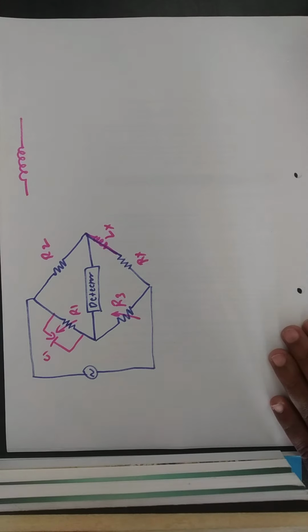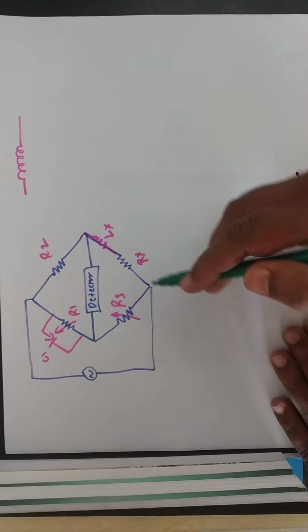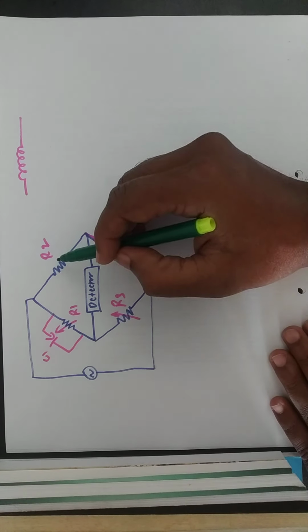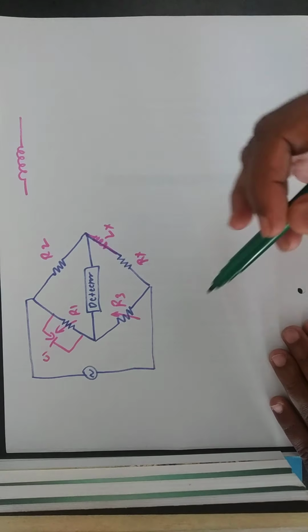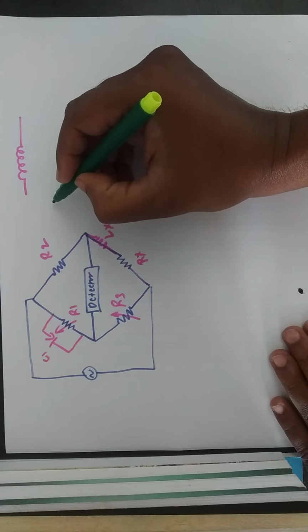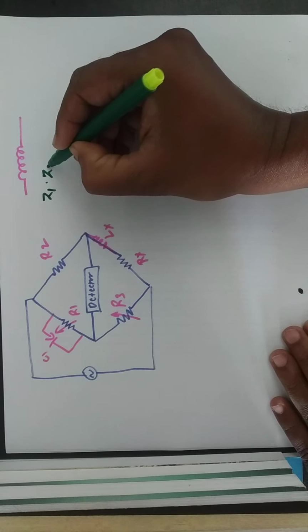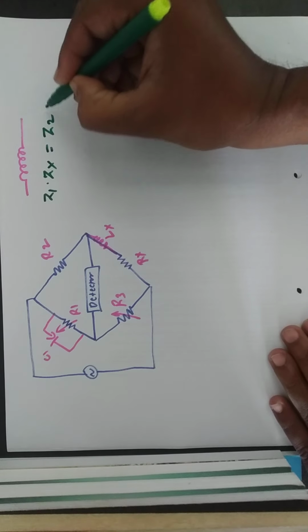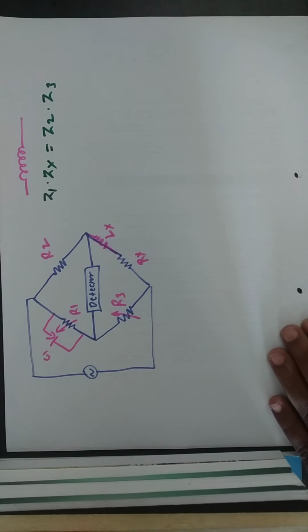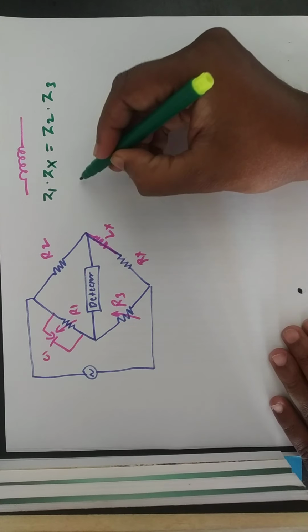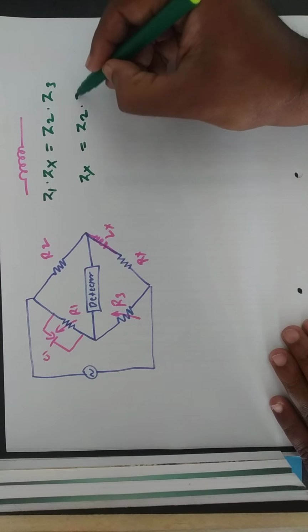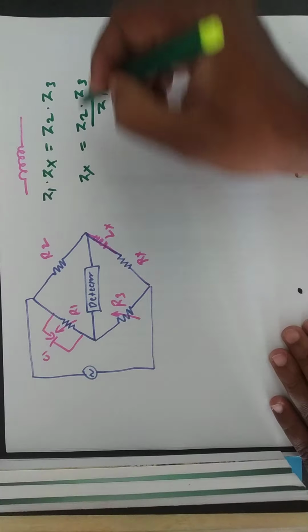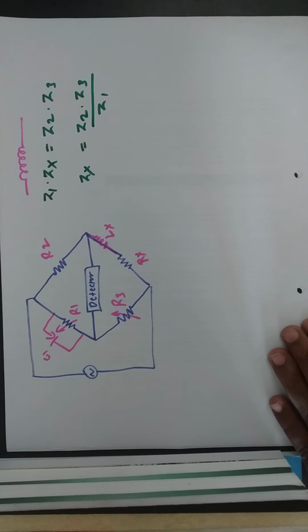As we know, there is a general bridge balance equation. It can be written as Z1 into Zx is equal to Z2 into Z3, that is a cross multiplication. This is the general bridge balance equation. So we have to solve for Zx. Zx can be written as Z2 into Z3 divided by Z1. Simply, we take Z1 to this side.